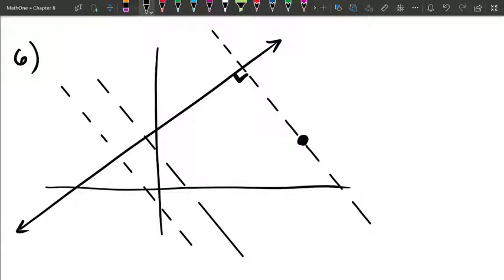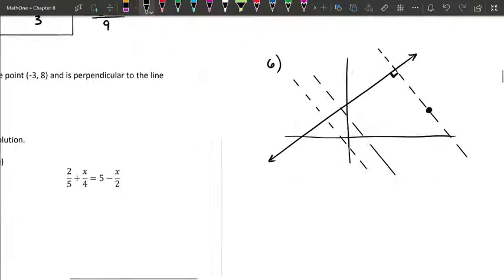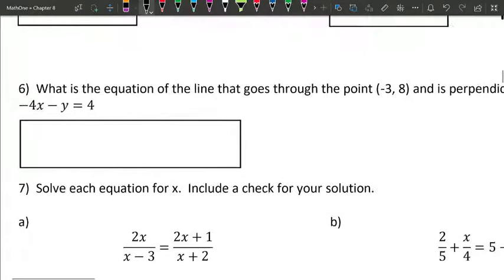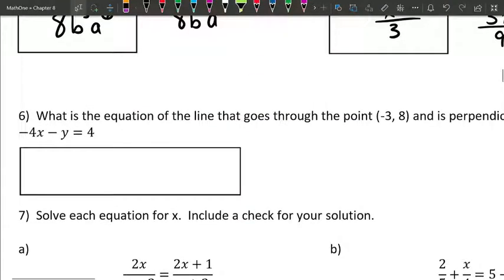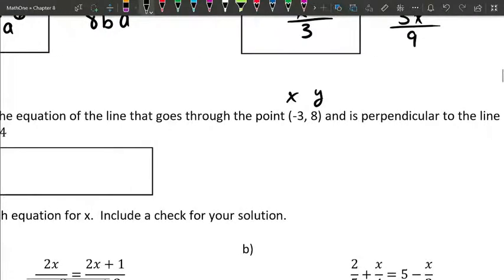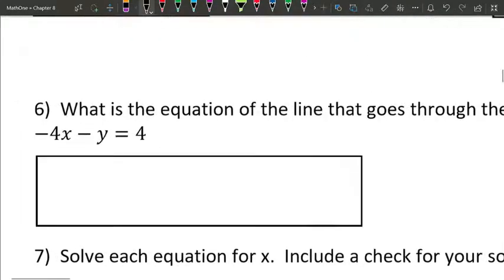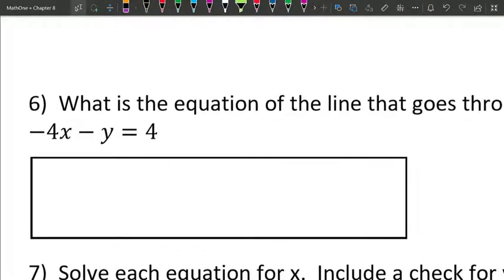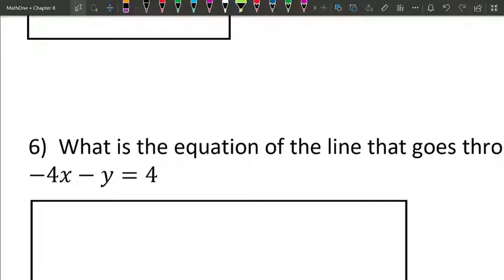That's what we've been doing for a long time. So let's see if we can do that with this question. It says, what is the equation of a line that goes through the point 3, 8? So we have an x value, we have a y value. Our line has to hit that point. And this one says perpendicular. It doesn't say parallel. It says perpendicular to this line. Well, in order to be perpendicular, our slopes would have to be opposite and reciprocals. So my primary question is, what's the slope of this line?